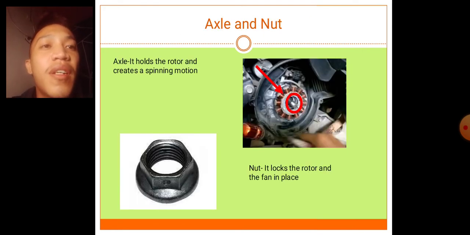The next one, axle and nut. Axle, it holds the rotor and creates a spinning motion. So this axle is where the rotor is mounted. Then this axle is connected to the engine of the motorcycle, wherein when you start the motorcycle, it creates a spinning motion, and since the rotor is connected to it, the rotor spins with the axle. And the next one is the nut, and of course the nut locks the rotor and the fan in place. It serves as a lock.